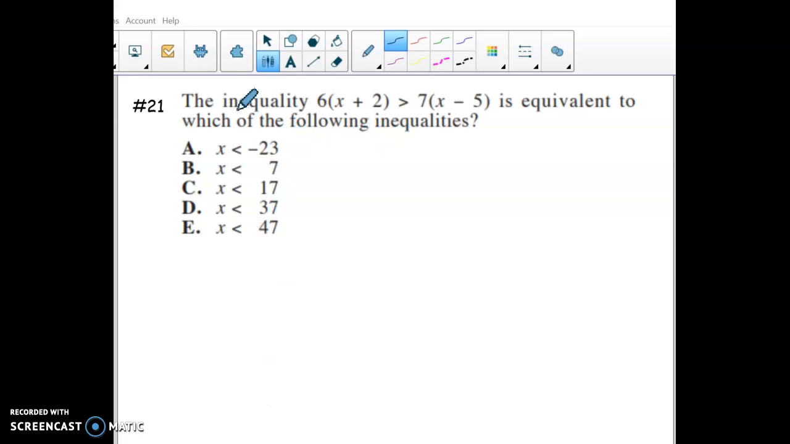Okay, so it says the inequality is equivalent to which of the following inequalities? Kind of weird directions, but basically, you can just clean it up, right? We want to get x alone by the looks of it, by our answer choices. So we can start to clean these up, the first step of which would be to distribute on both sides. So we'd have 6x plus 12 greater than 7x minus 35.